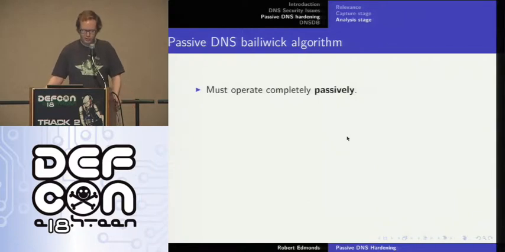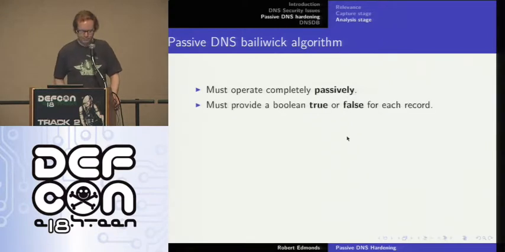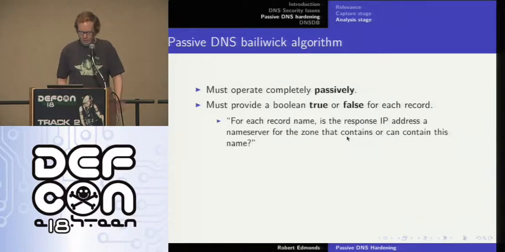It has to passively process each message and tell us, for each record name in the response, whether the IP address that sent us this response is really allowed to assert knowledge for that name. And this algorithm must provide a true or false value. It can't be a heuristic. We can tolerate a small number of false negatives if we have incomplete knowledge, but we cannot tolerate any false positives. The passive DNS bailiwick algorithm analyzes a DNS response and answers the question, for each record name, is the response IP address a name server for the zone that contains or can contain this name?